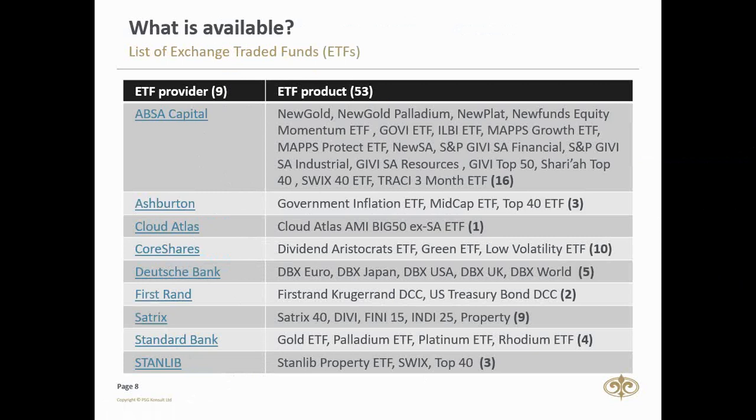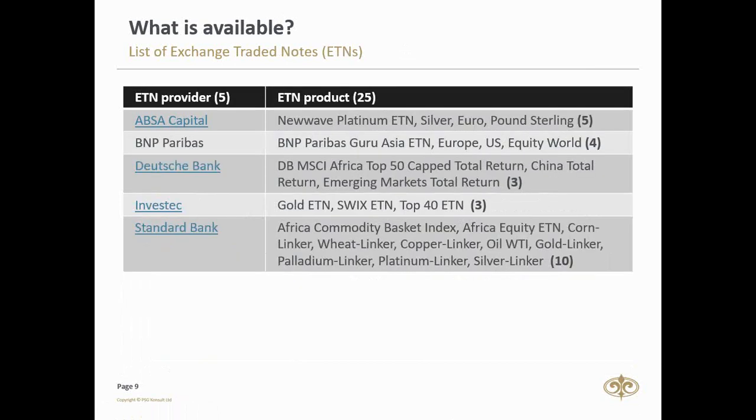So you can see NewGold, NewPlat, and NewFunds Absa Capital are the biggest in this space. They've got 16 different ETFs. The second biggest after that would be Core Shares. They've got 10. And then obviously Satrix, as I say, they've been around the longest. They've got 9. But it gives you a wide range of different funds and obviously different aspects to look at and things like that. I'm not going to go into too much detail today on the different funds and what they do. I want to give you a quick overview as an induction.